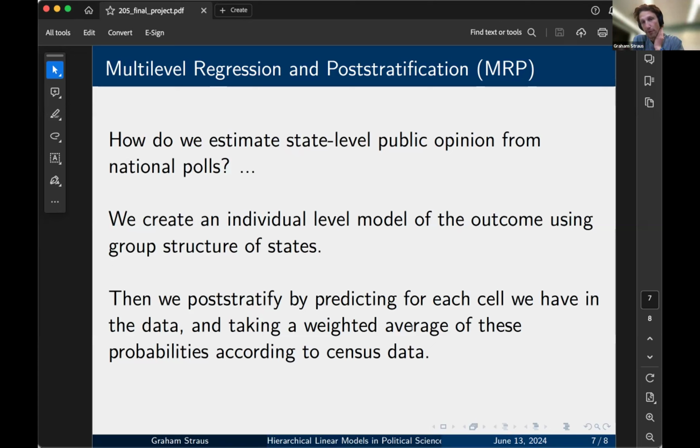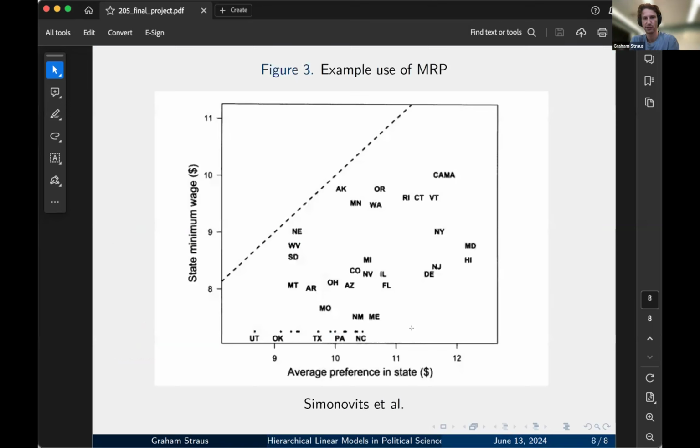So you get a probability that a white man aged 18 in Alabama votes for Trump, and then you weigh that to get the full estimate of Alabama.